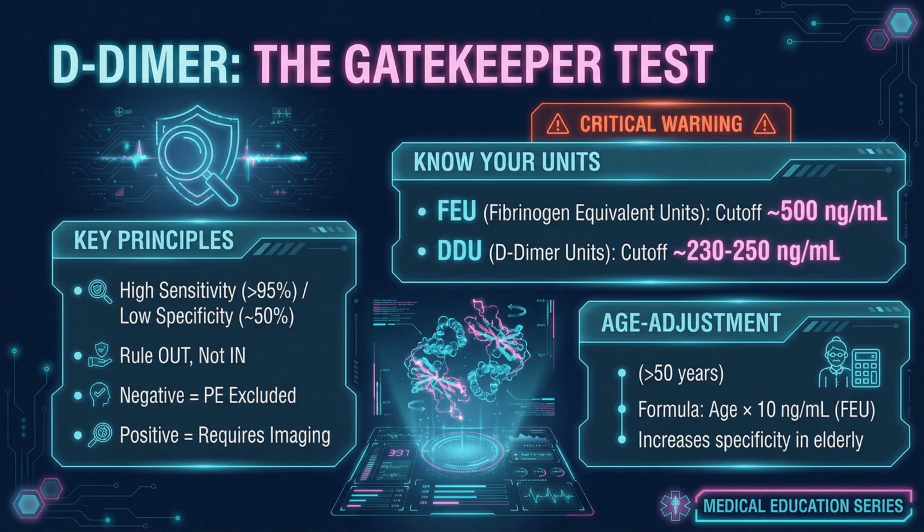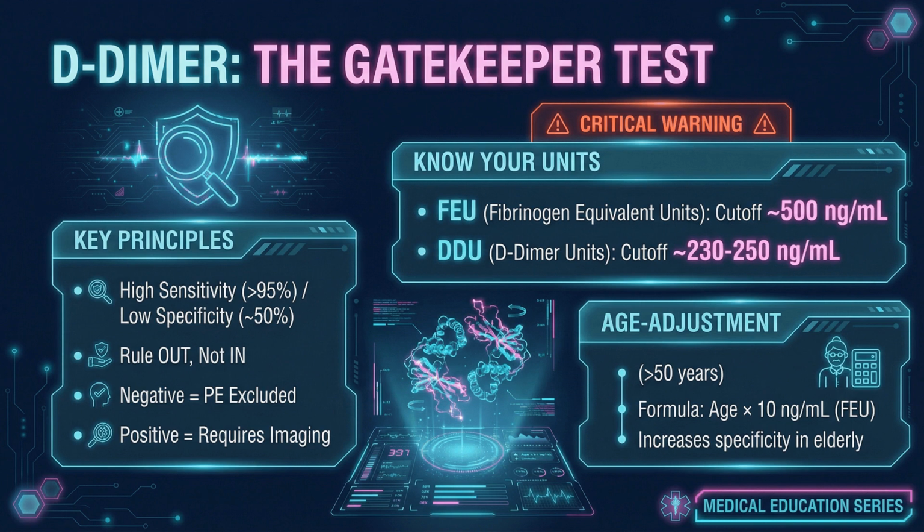Now, on to the test characteristics. The D-dimer has very high sensitivity, over 95%, which means a negative result is quite reliable for ruling out PE, especially in patients with low to moderate pretest probability. However, its specificity is low, around 50%, so a positive D-dimer doesn't confirm PE. It simply tells us that further imaging is warranted.